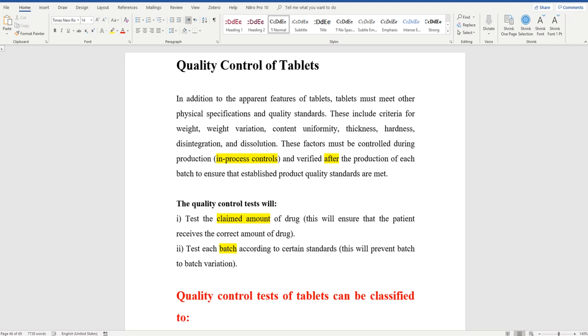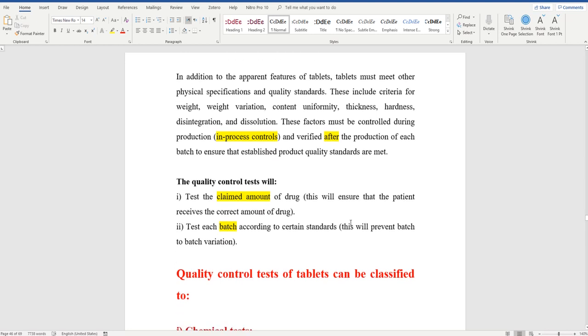Bismillah ar-Rahman ar-Rahim, my dear students of Ajman University, College of Pharmacy and Health Sciences, second year for the course Pharmaceutical Dosage Forms 1. This is a continuation for part 2, so this is part 3, and we will be talking about quality control of tablets, and specifically we will talk about the physical tests.